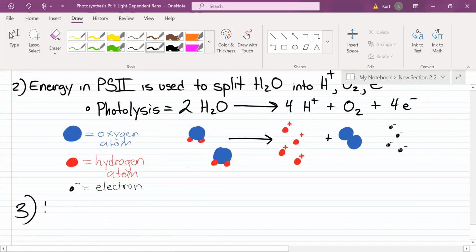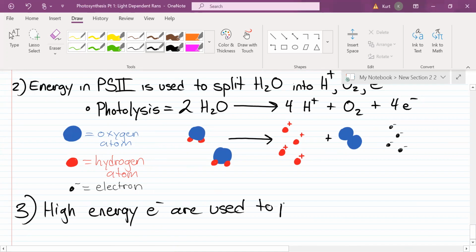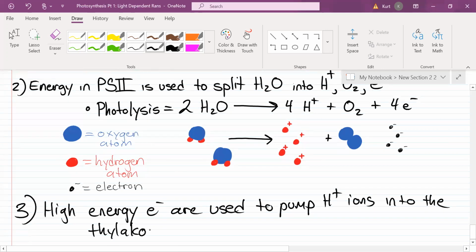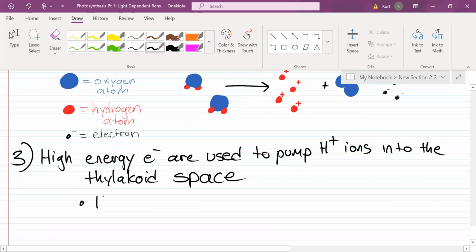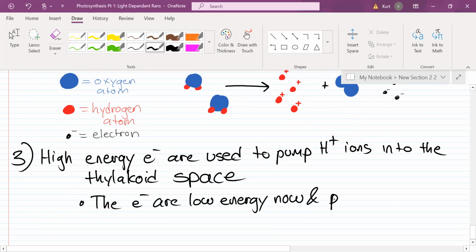Step three, high energy electrons are used to pump hydrogen ions into the thylakoid space. Now, as a result, the electrons are low energy now and passed on to photosystem one.